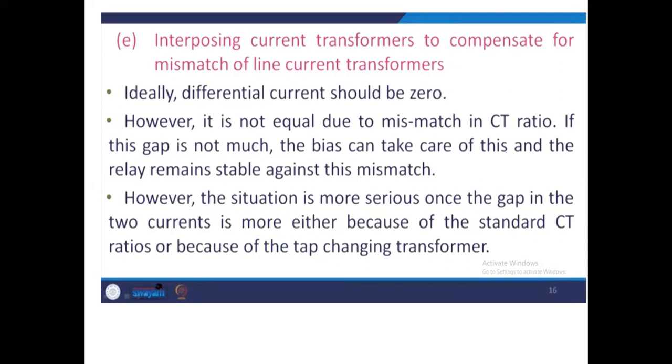But if the difference in the current because of the change in the tap, either the highest tap or the lowest tap, is very high, then the bias is not capable of taking care of this. So in that case, we need to change the percentage bias adaptively, based on the change in the tapping of the transformer. So this is known as adaptive setting.